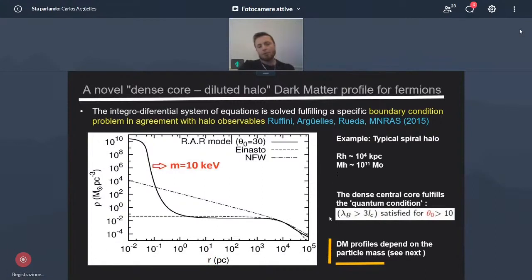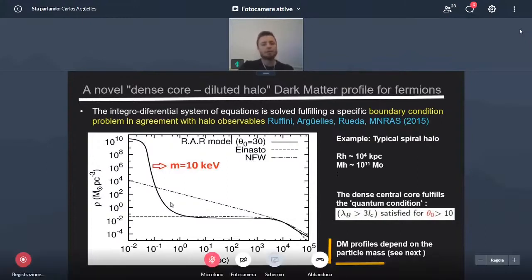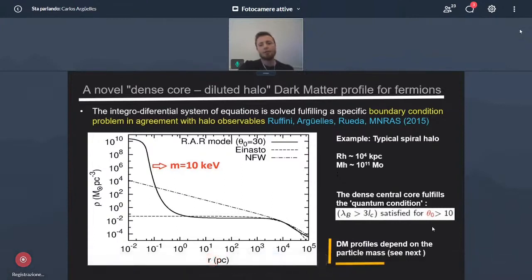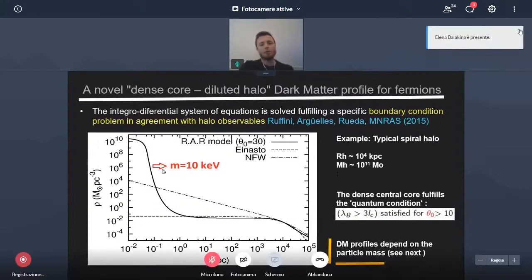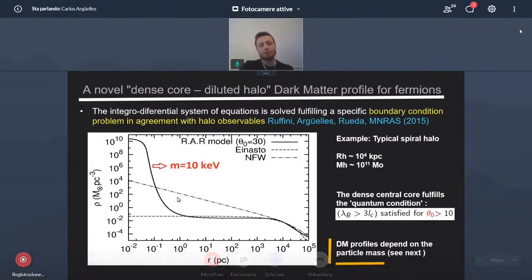Importantly, all our solutions fulfill the quantum condition, meaning that the de Broglie wavelength of the particles is always larger than the mean particle distance at the core. And this always happens for the degeneracy parameter larger than 10. Another very important point is that the dark matter profile depends on the particle mass, and I will explain this point better. So the important point here is that we have a new core-halo profile, which in the halo part is similar to the ones in the literature, but in the center has a degenerate core, and we would like to know what the meaning of this core is when compared with observations.